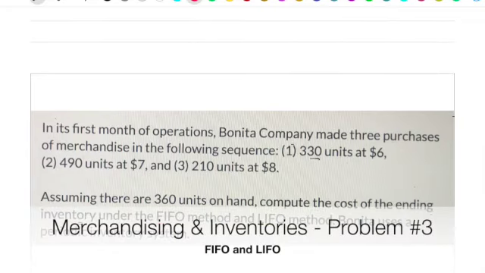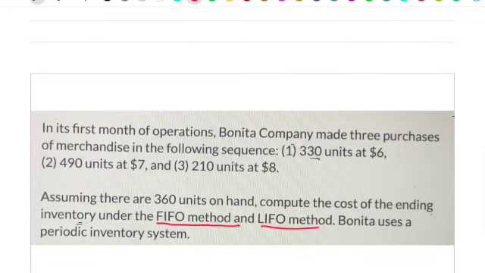Okay, let's review FIFO and LIFO. These are two inventory methods that are used in the course of business to track the cost of inventory. Merchandisers purchase units throughout the course of the month at varying cost points.